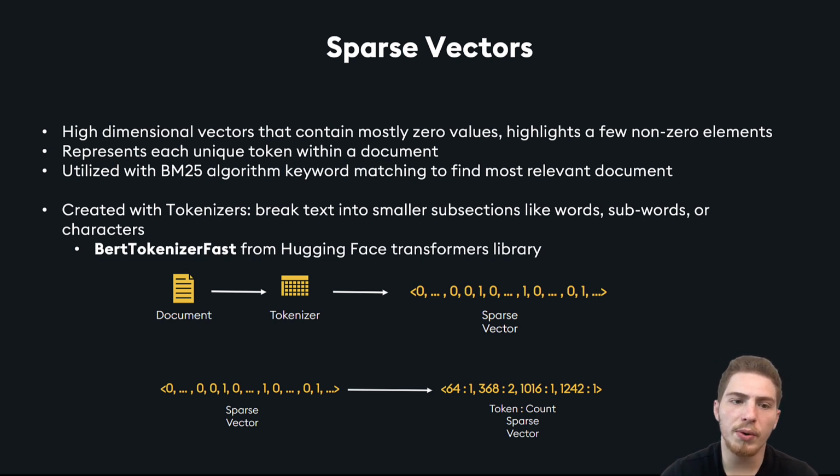The sparse vectors are created with tokenizers. Tokenizers break text into smaller subsections, like words, subwords, or even characters. And we use neural tokenizers in many cases. For example, BERT Tokenizer Fast can take your document and split it into a lot of different tokens. And we use those tokens to create a sparse vector. And then once we have a sparse vector, we could actually create a mapping between every single unique token and the number of times we actually counted that token.